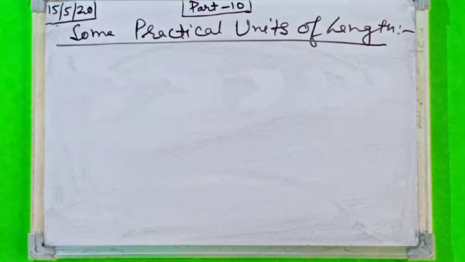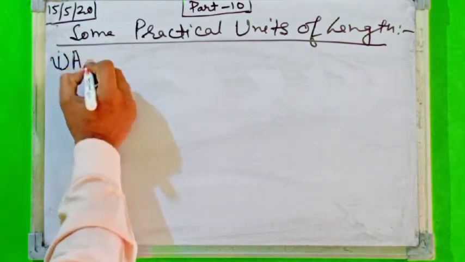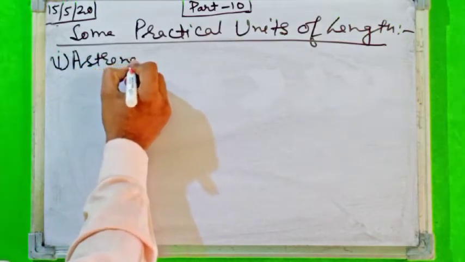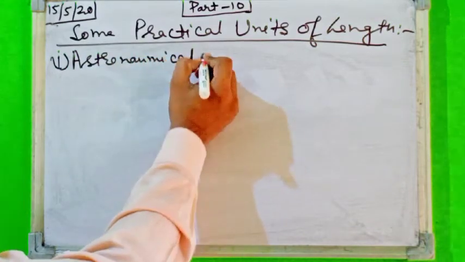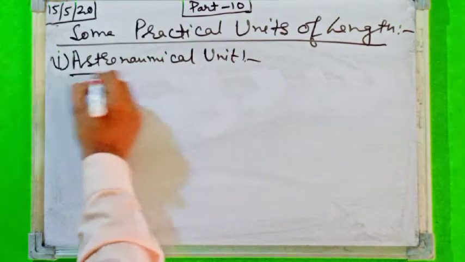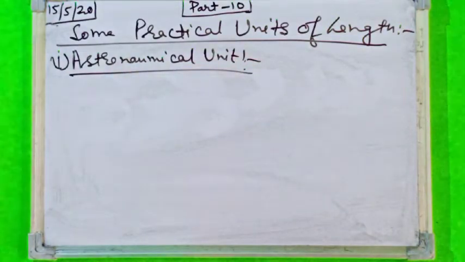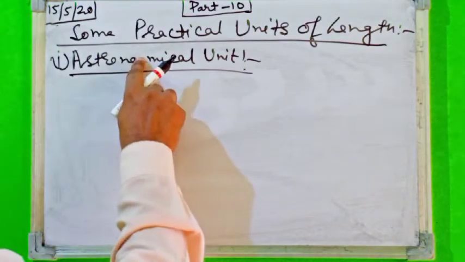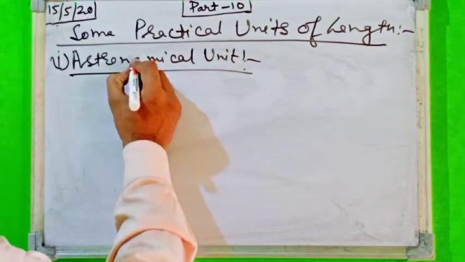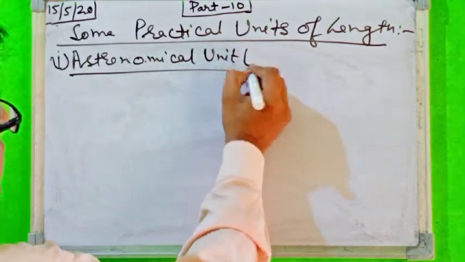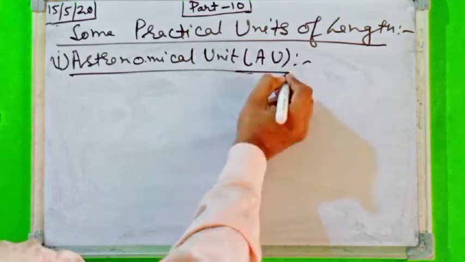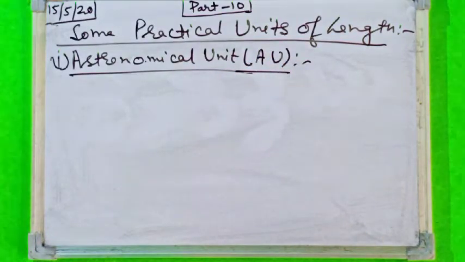The first is the astronomical unit, called AU. This astronomical unit is the mean distance between the Sun and the Earth.